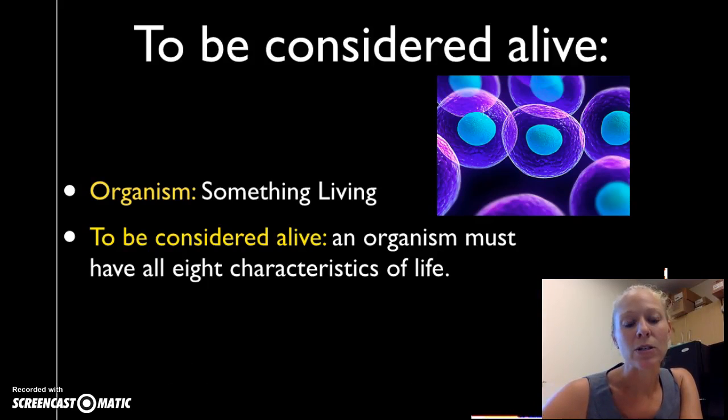So in order to be considered alive, you must have all 8 characteristics of life. And any living thing is called an organism. So a single-celled bacteria is an organism. A human is an organism. A tree, an organism, because they're all alive.